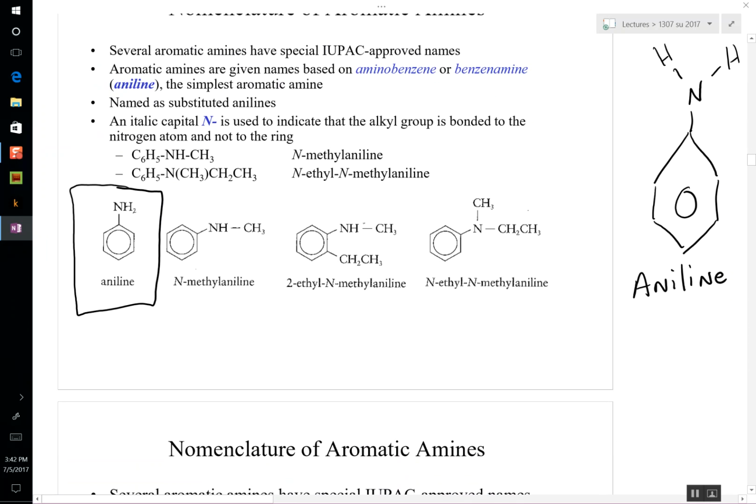All right, so there's just a few more examples here. So there's N-methylaniline. Here is 2-ethyl N-methylaniline. And here is N-ethyl N-methylaniline. The ethyl and the methyl are on the nitrogen.